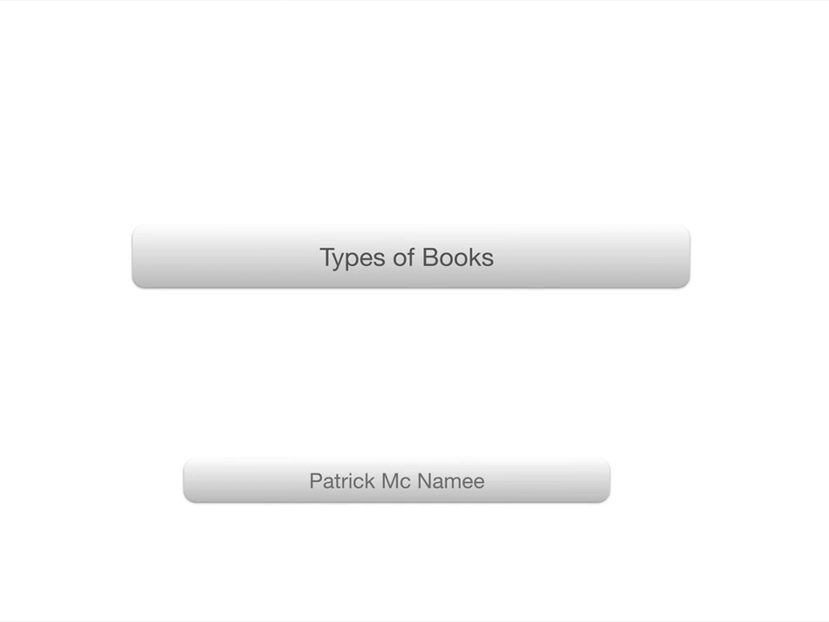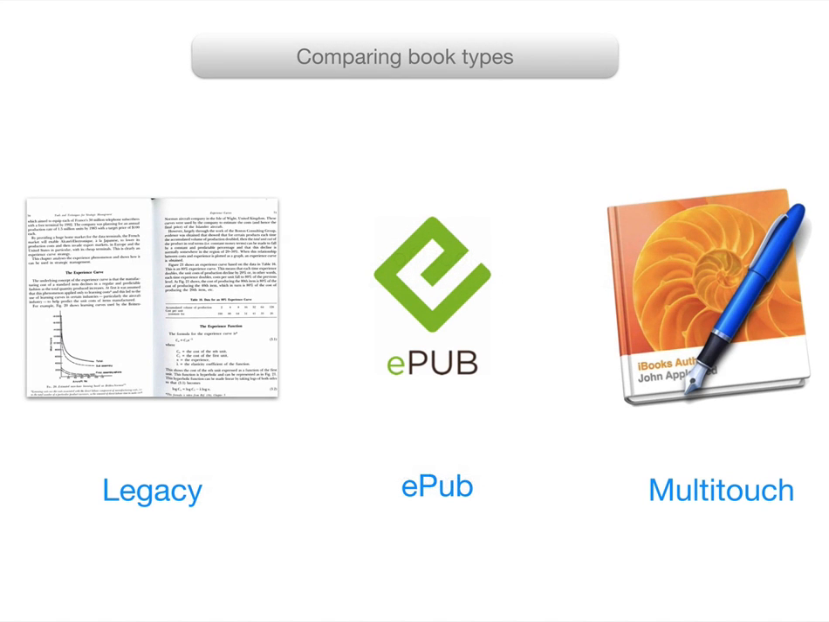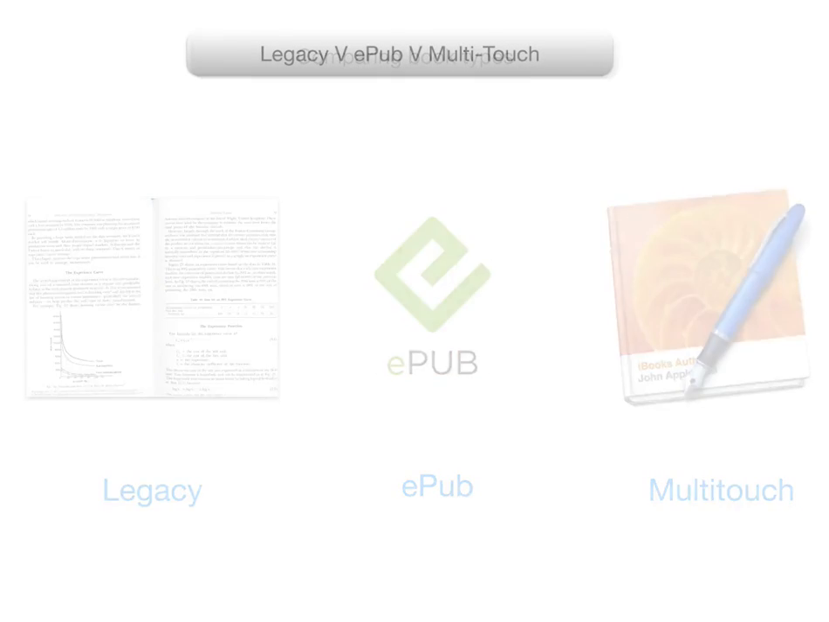Hi. In this movie, I want to look at the types of books available today. In my opinion, there are three. The legacy book, which is the traditional bound paper book. The ePub book, which is a book which can be read on a mobile device. And finally, the multi-touch book, which can be read on an iPad or a Mac. Let's look at each of them.